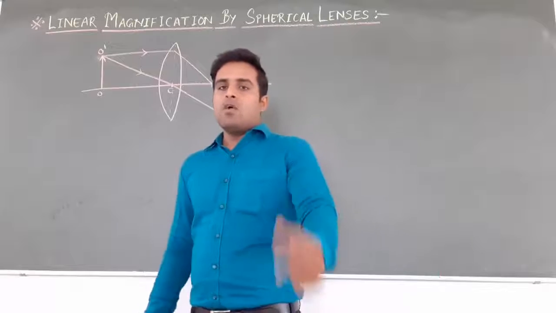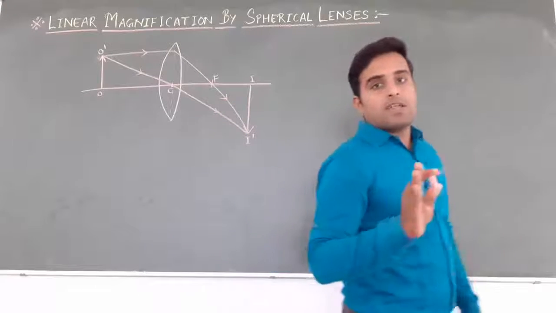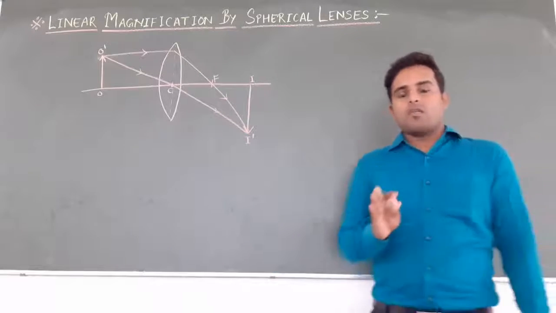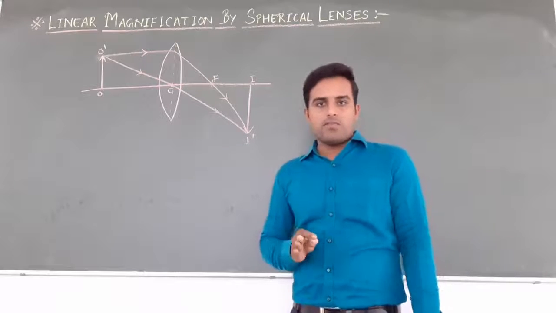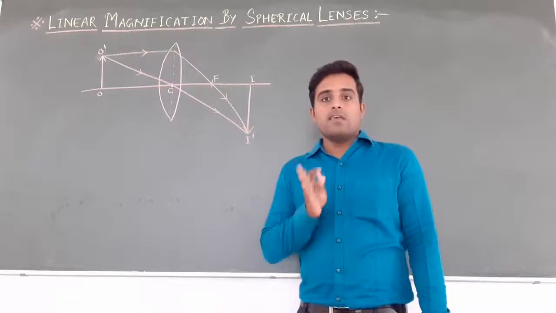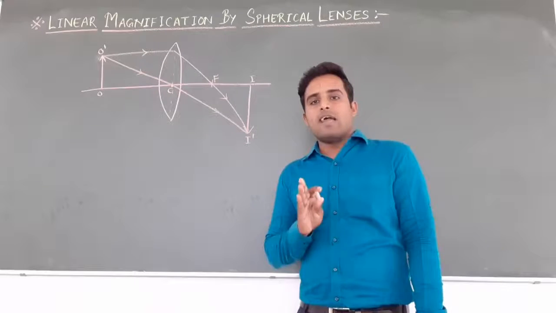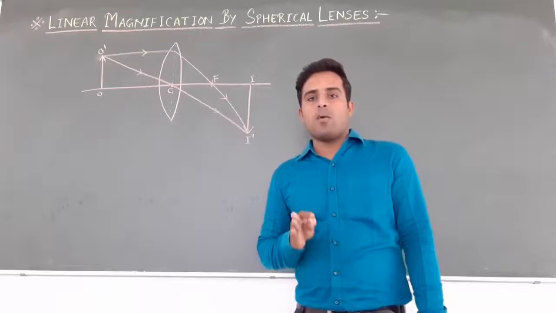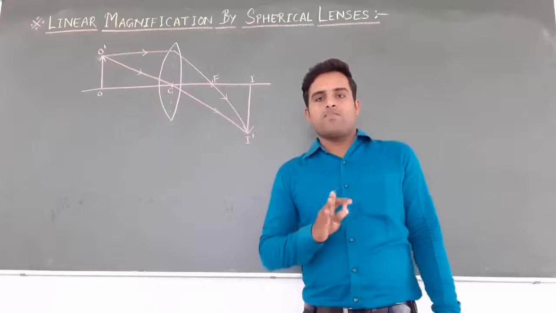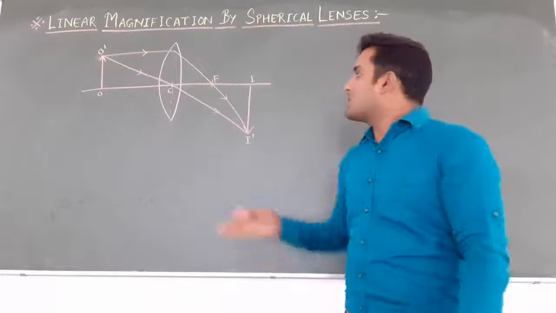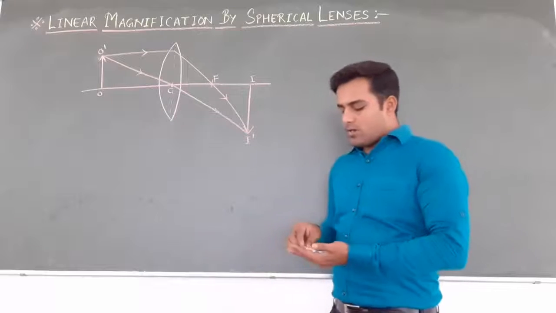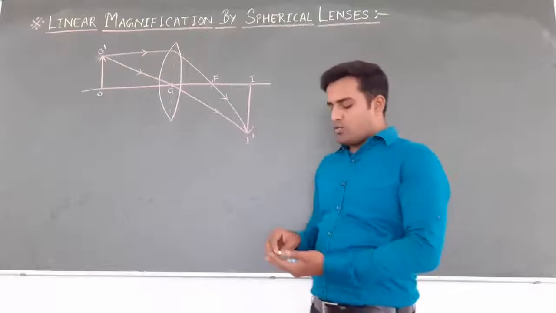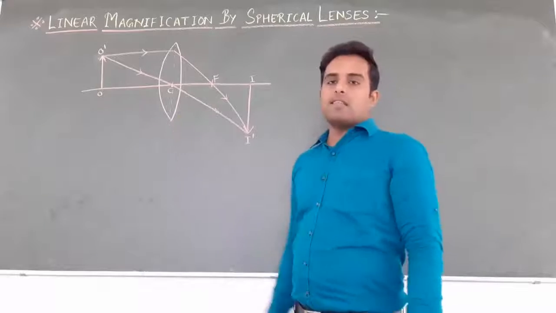Once again I am repeating, what is the linear magnification? Linear magnification for any spherical lens, either a concave lens or a convex lens, is the ratio of the size of the image to the size of the object, and both are measured perpendicular to the principal axis. So first of all, I am going to write about the linear magnification produced by the convex lens.